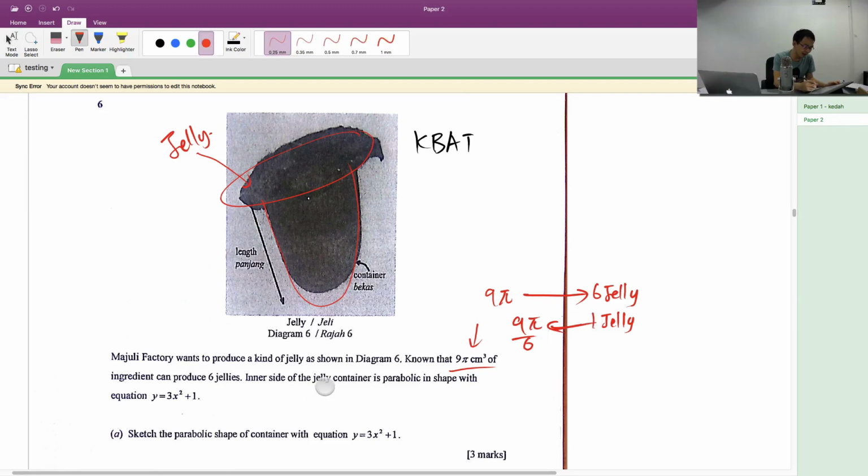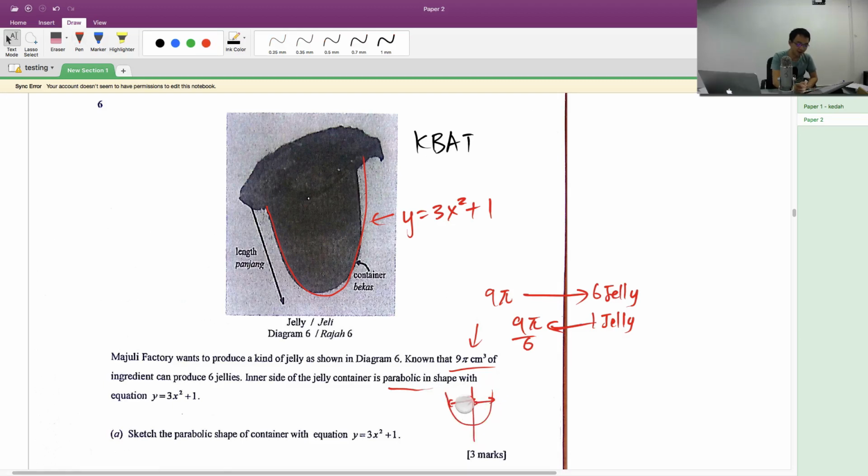So the inner side of the jelly container is a parabola shape, a parabolic shape with the equation, meaning this curve here forms an equation: y equals 3x squared plus 1. Now the question asks you to sketch. Since this is a parabola, the graph must be symmetrical.